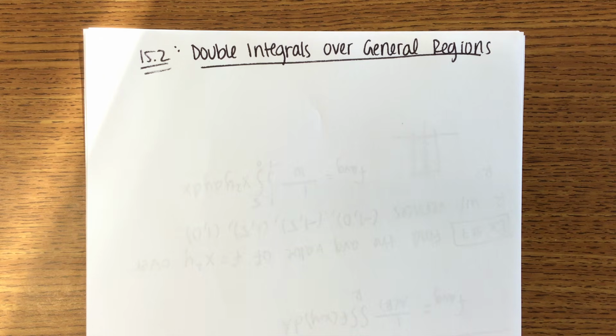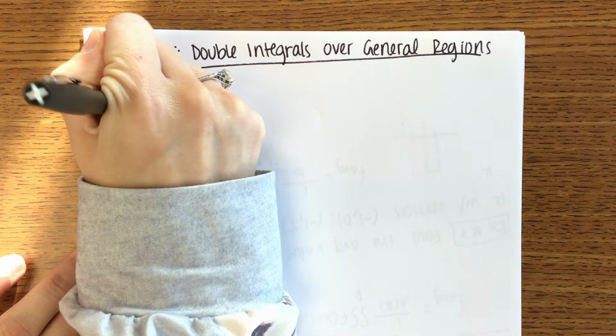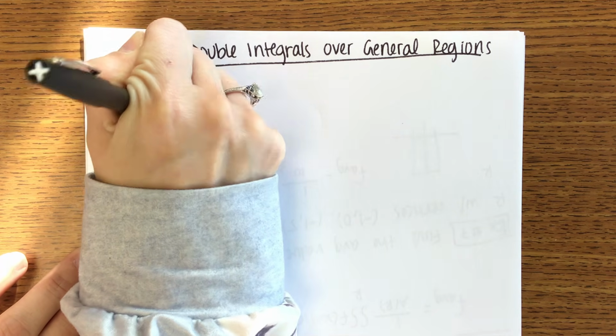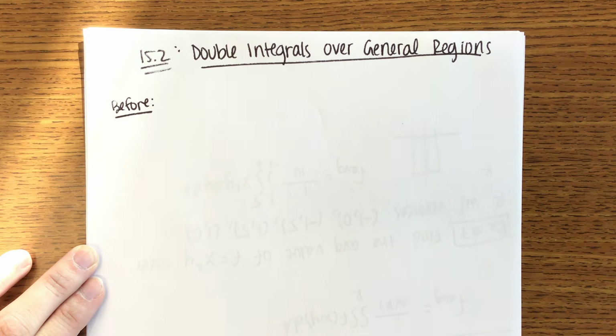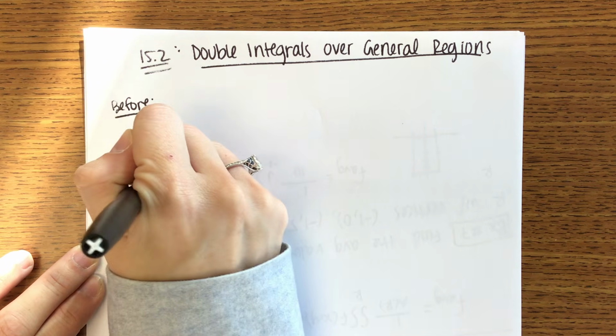Okay, so 15.2 covers double integrals over general regions. In 15.1, we looked at how to calculate a double integral and what it meant, but we looked at rectangular regions. So I'm going to give us a picture of what we did in 15.1 and a picture of what we are doing today. So here was the idea in 15.1.